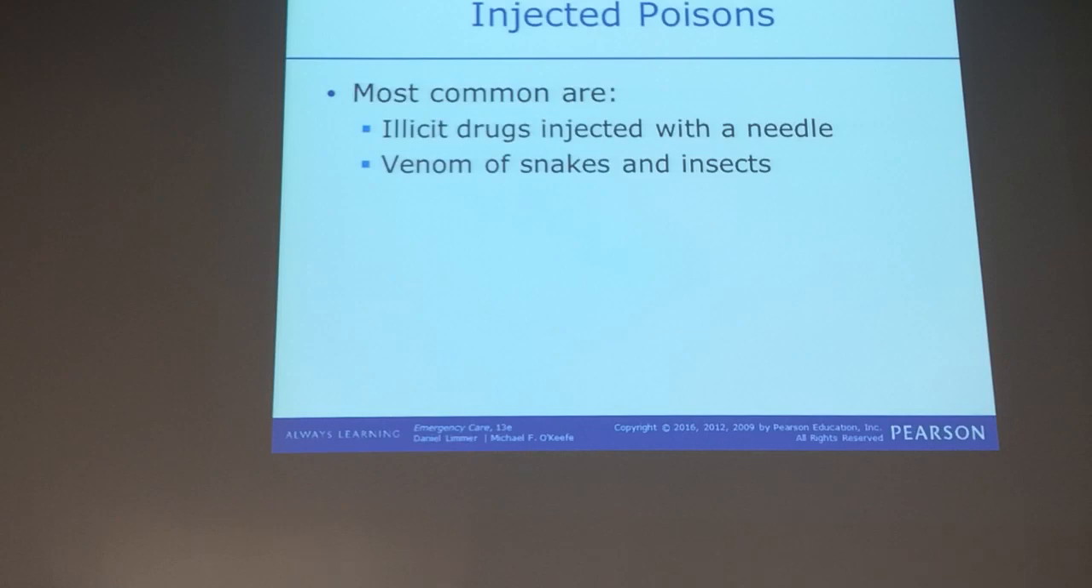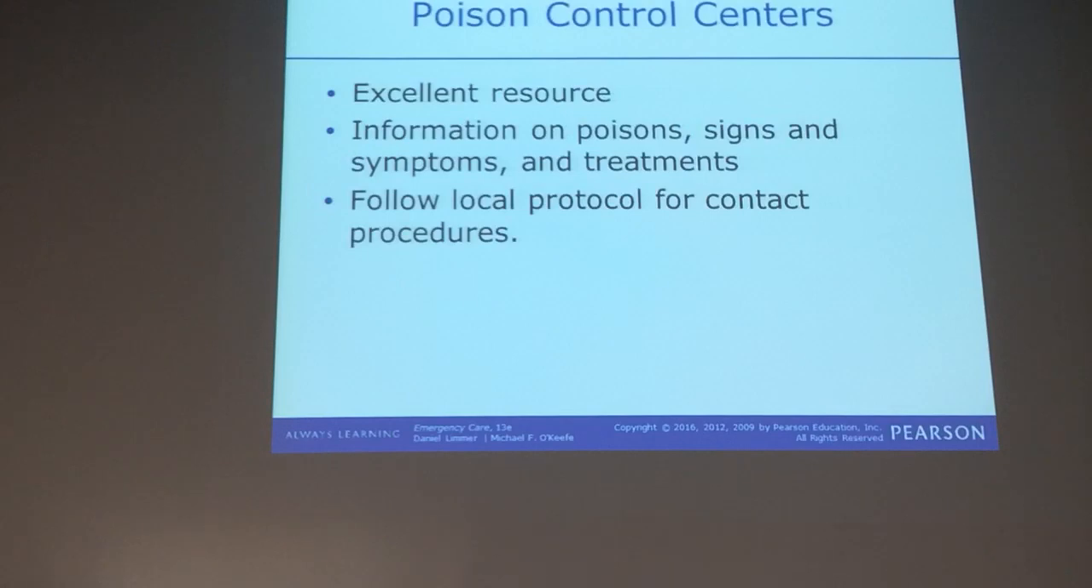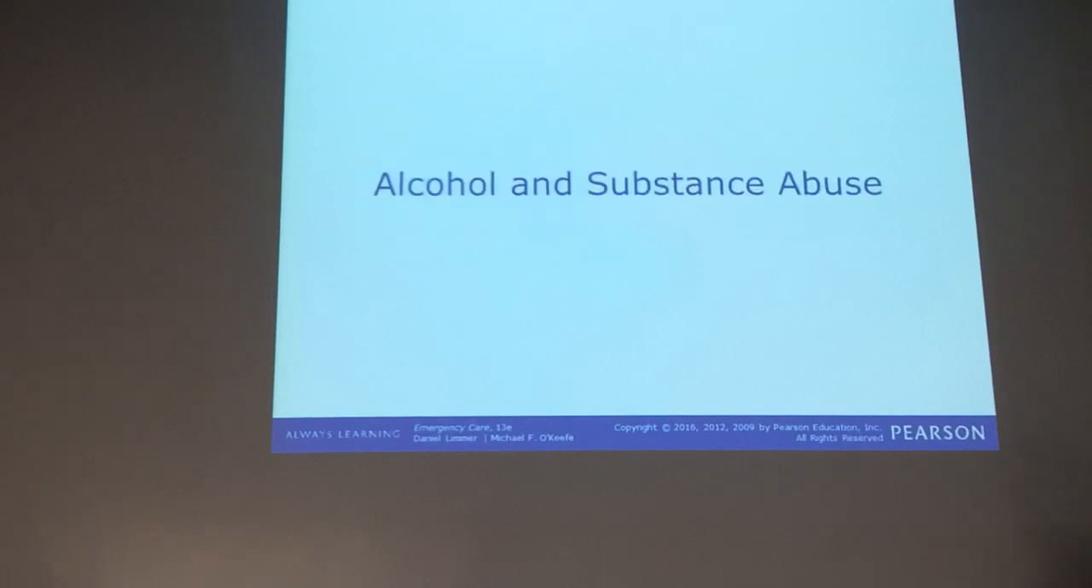Most common injected poisonings are illicit drugs pretty much, and then venom of snakes and insects, right? Man, do not like them snakes. So hopefully we don't have to deal with that. Poison control centers, once again, are an excellent resource. They're going to give us a lot of information and help us make the call on what we need to do.